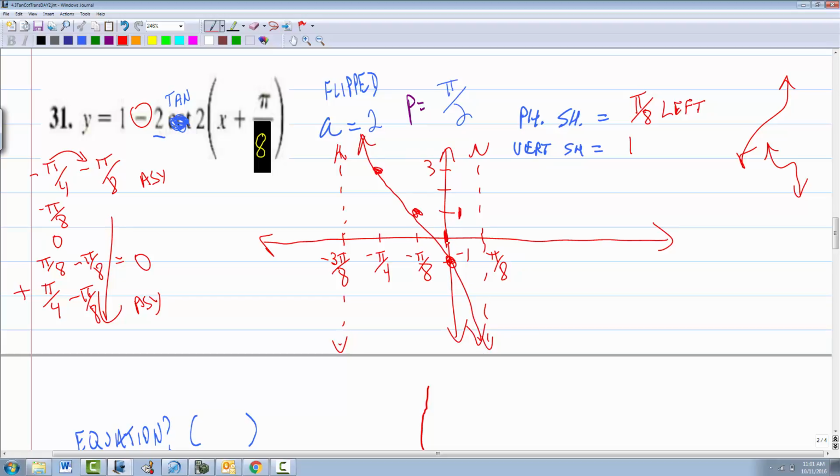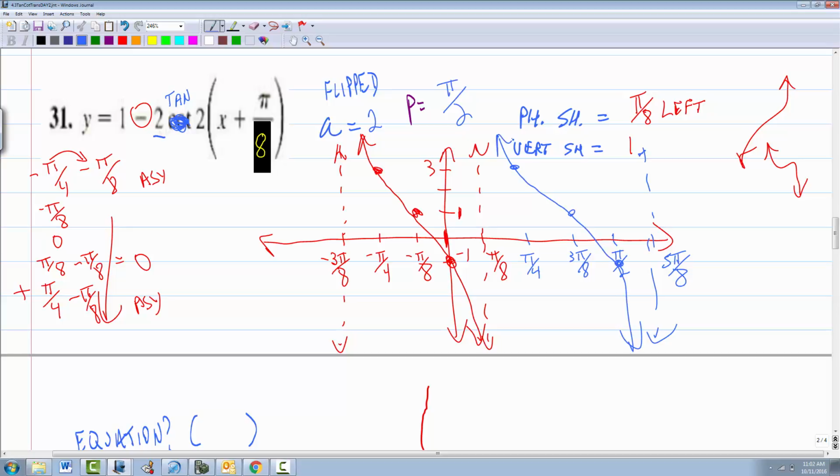All right, and then we can play this game now. 1 pi over 8. Here's another period just for colors, those that are not colorblind. 1 pi over 8, 2 pi over 8, 3 pi over 8, 4 pi over 8, 5 pi over 8. And then it's same old, same old. 3, 1, negative 1. Went right through my pi over 2.